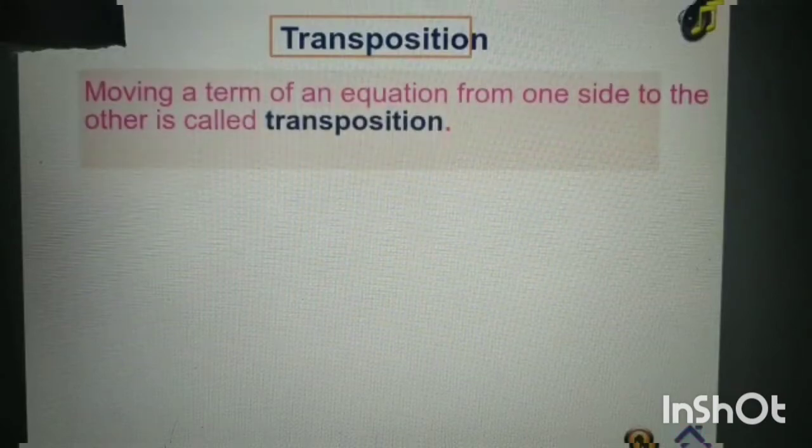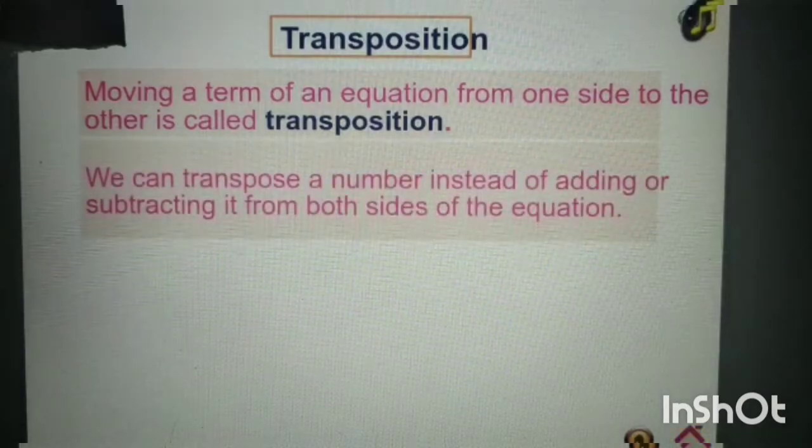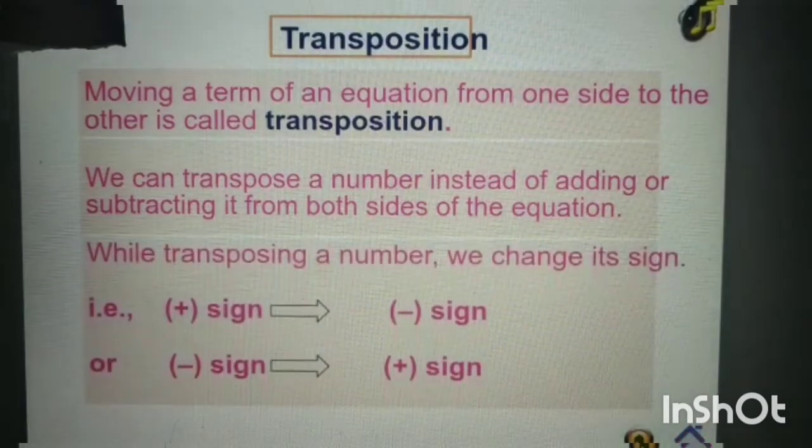Now we study the concept of transposition. Moving a term of an equation from one side to the other side is called transposition. We can transpose a number instead of adding or subtracting it from both sides of the equation. While transposing a number, we change its sign.